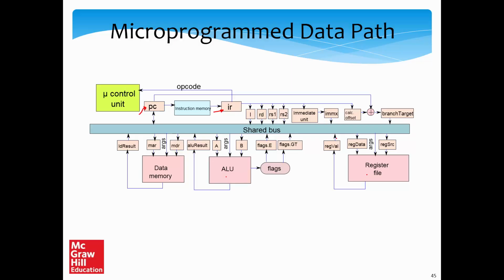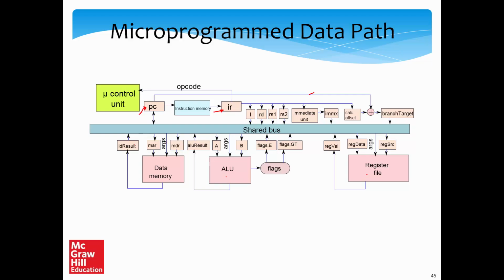And to control the units, we have some bits that come from the shared bus, namely the argument bits, to, for example, tell the register file to read or write, or to tell the ALU what kind of operation it needs to do, or to tell the data memory whether it's a load or a store.